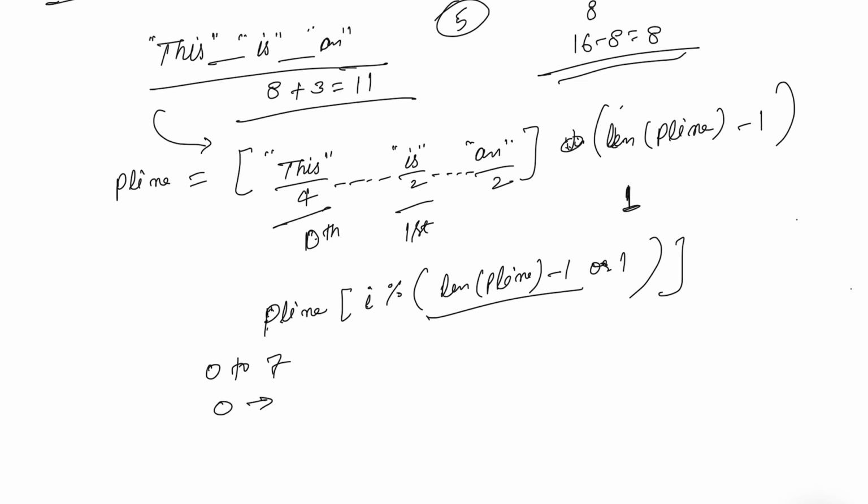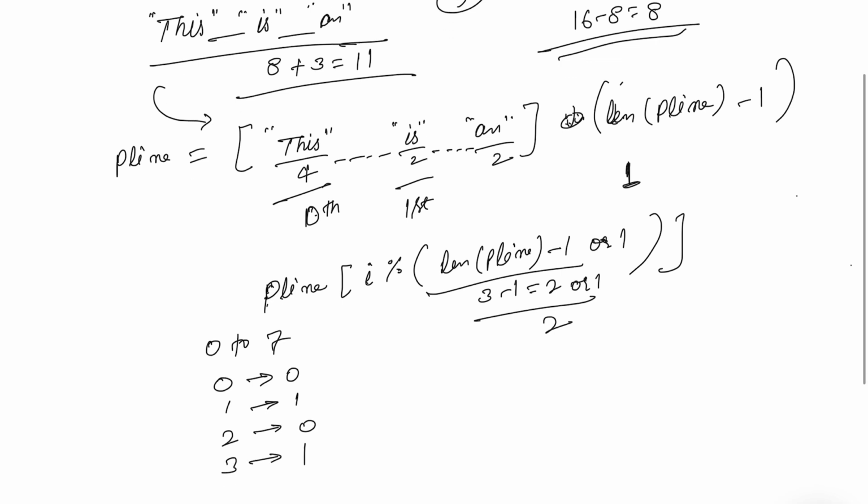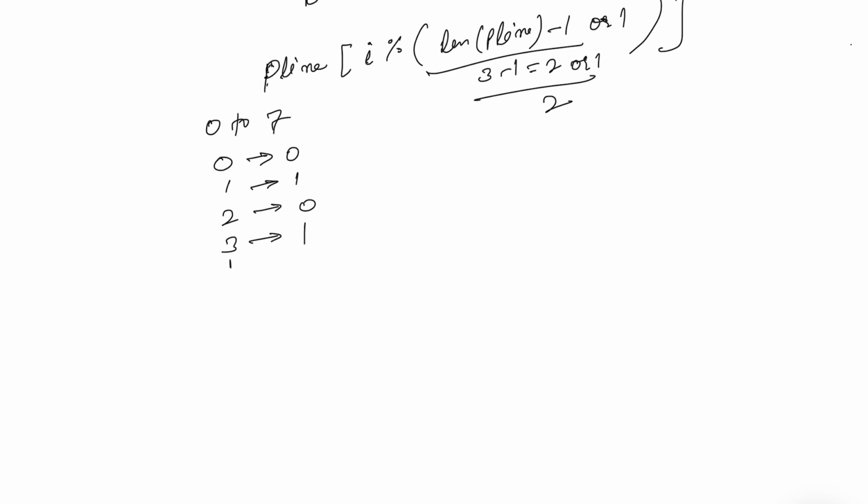Here, the length of p line: there are 3 characters, 3 minus 1, this will be 2. So always modulo 2 we have to take. 0 modulo 2 will be 0. 1 modulo 2 will be 1. 2 modulo 2 will be 0. 3 modulo 2 will be 1. Like this it will go till 7. 6 modulo 2 is 0, 7 modulo 2 is 1.